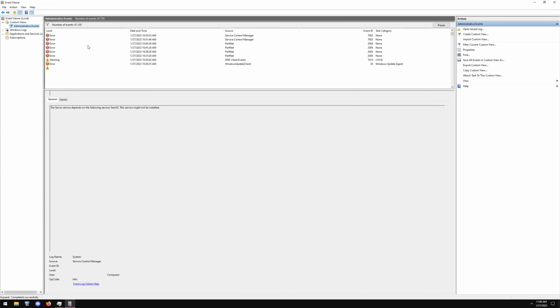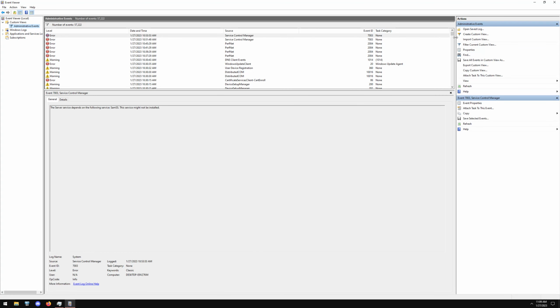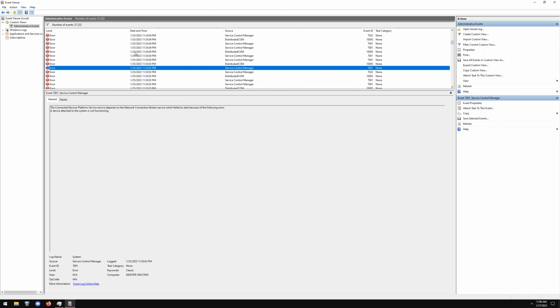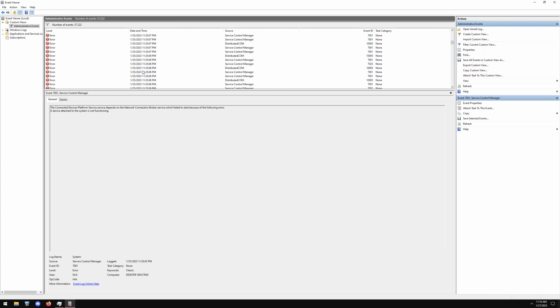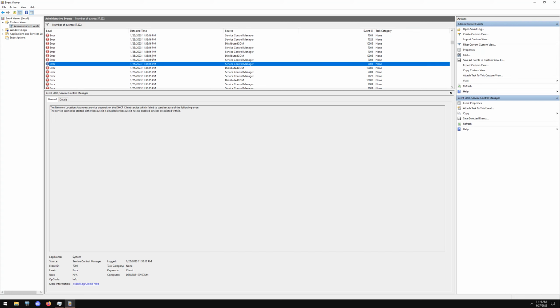Well, if I go into administrative templates, this is what I was talking about when I said that performance was getting worse. This was literally two days ago. And you'll notice that the Connected Devices service depends on the Network Connection Broker service, which failed to start because of the following error: the device attached to the system is not functioning. Well, literally every second, Microsoft was trying to restart dozens and dozens of services.